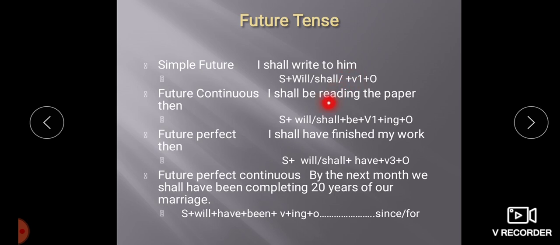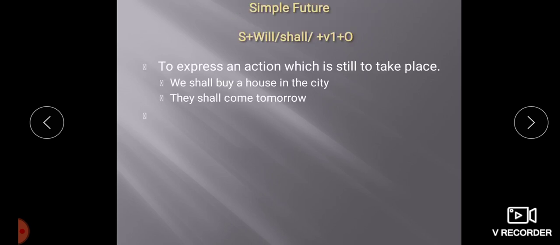Example. I shall write to him. I shall be reading the paper. I shall have finished my work. By next month, we shall have been completing 20 years of our marriage. Simple future: to express an action which is still to take place, like we shall buy a house in the city. They shall come tomorrow.